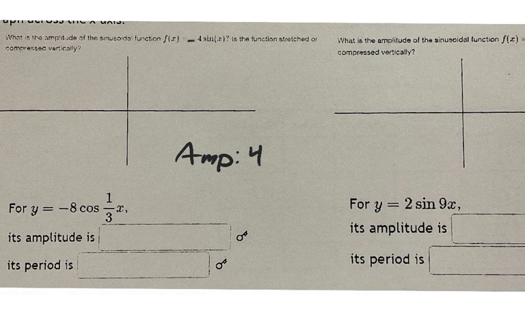Is this function stretched or compressed? What was the amplitude originally, before any transformations occur? The amplitude of sine and cosine is 1. It goes between 1 and negative 1. Now the amplitude is 4. So is that stretched or compressed? Stretched, right? It's a stretched graph.